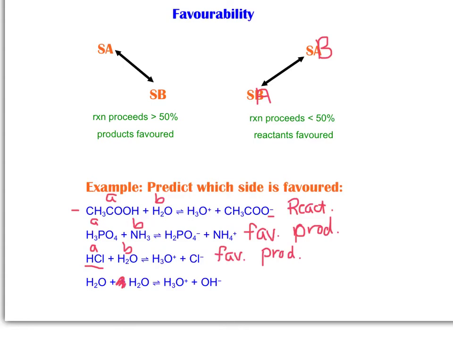Water plus water. One water molecule is acting as the acid, one as the base. Water as an acid is at the very, very bottom. Water as a base is at the very top. So this favors reactants. Water doesn't really react together and ionize in this way.